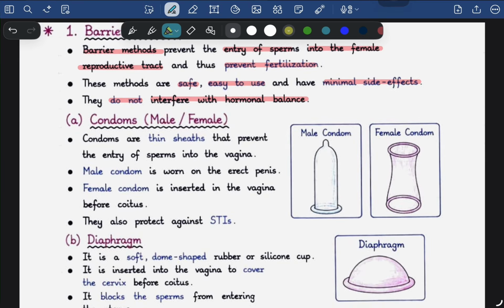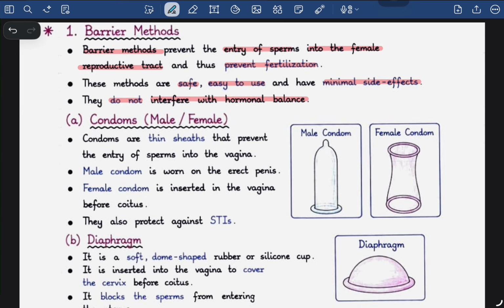Now, what are the different barrier methods? The first one is the use of condoms, which are applicable for males and females. So in the market, there are male condoms, there are female condoms. Their function is the same, so we will discuss it under the same category. Condoms are thin sheets that prevent the entry of sperm into the vagina. So they are basically what? They are thin sheets.